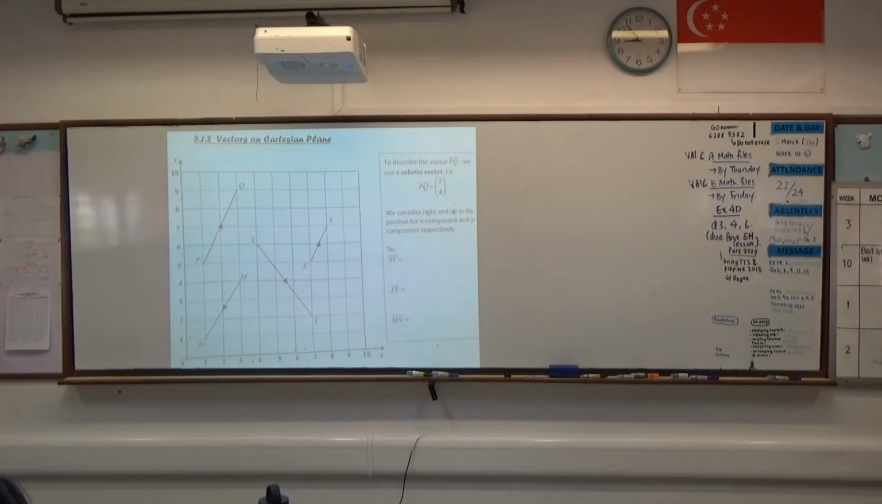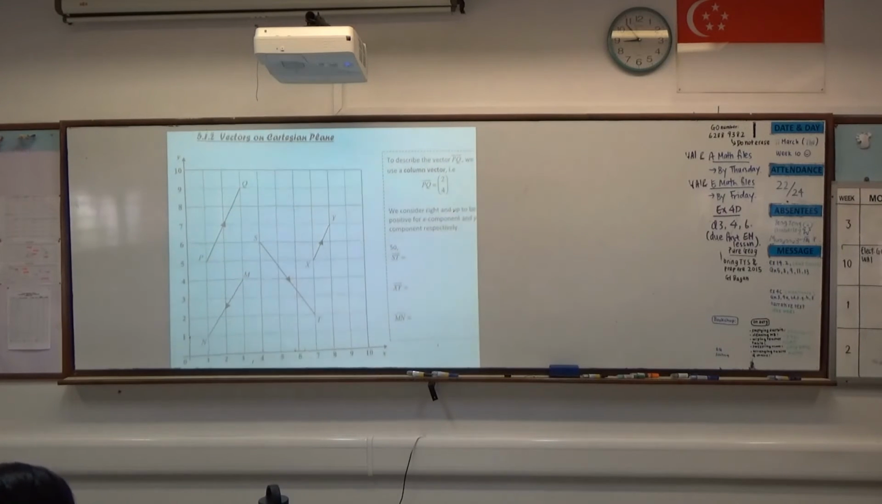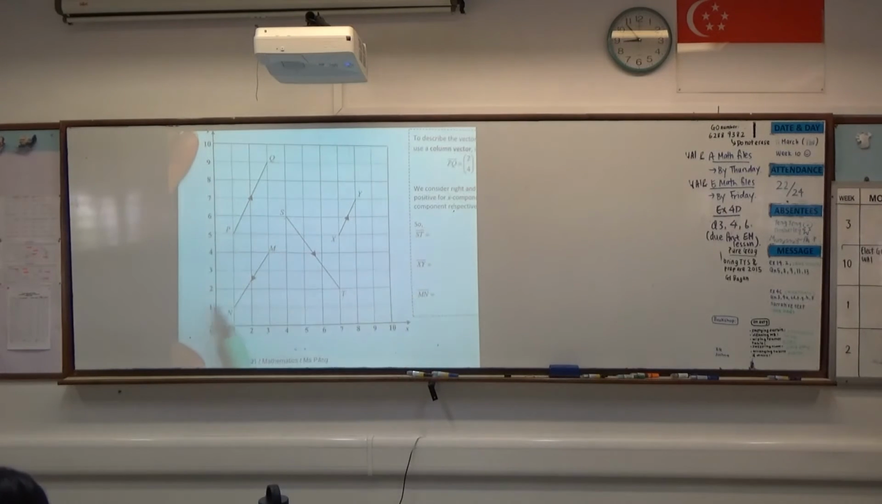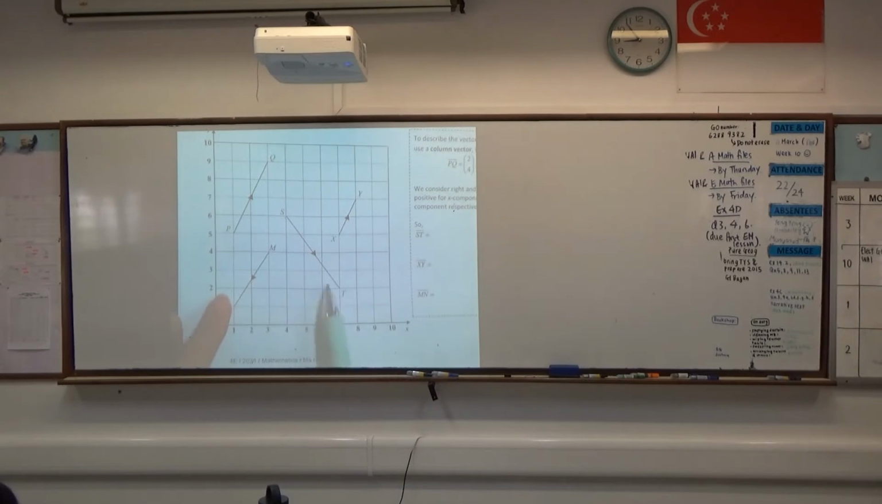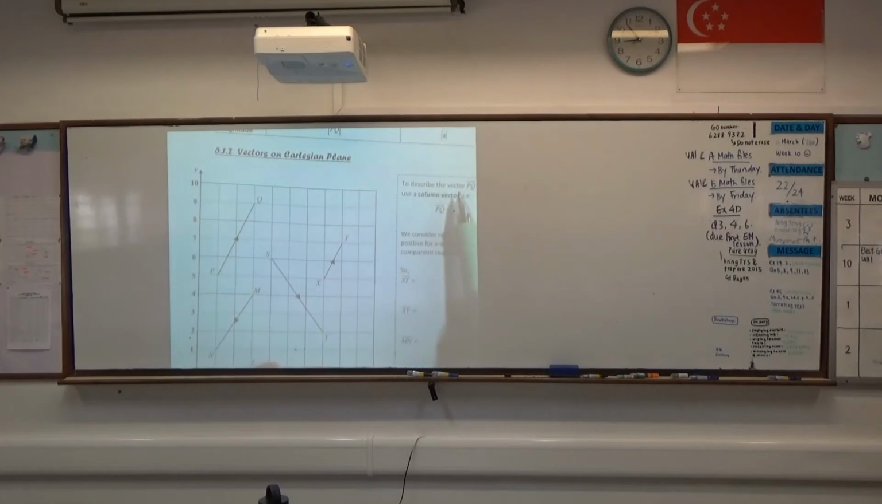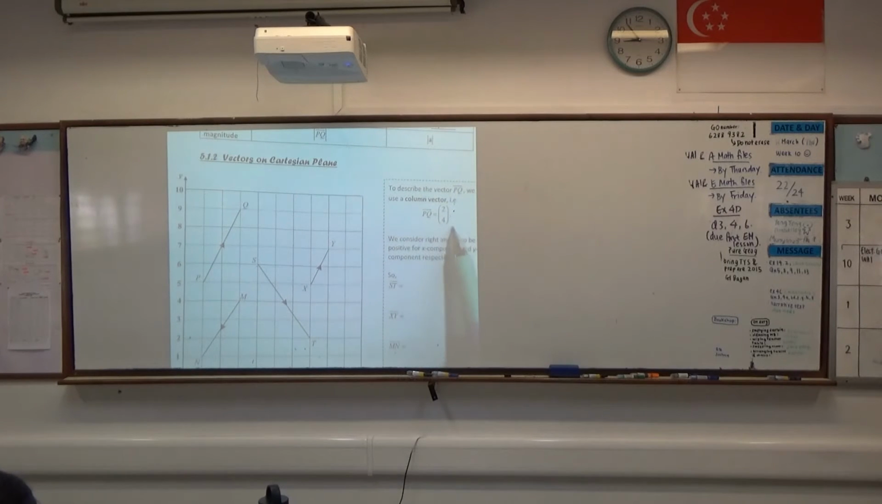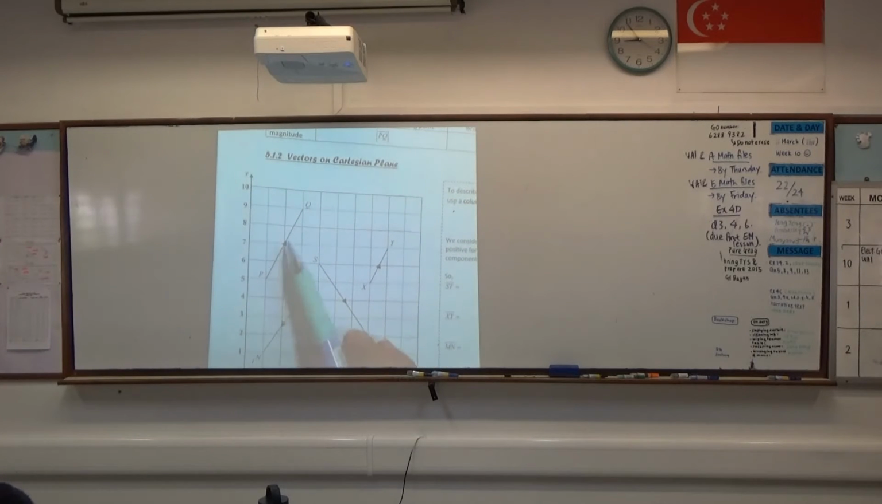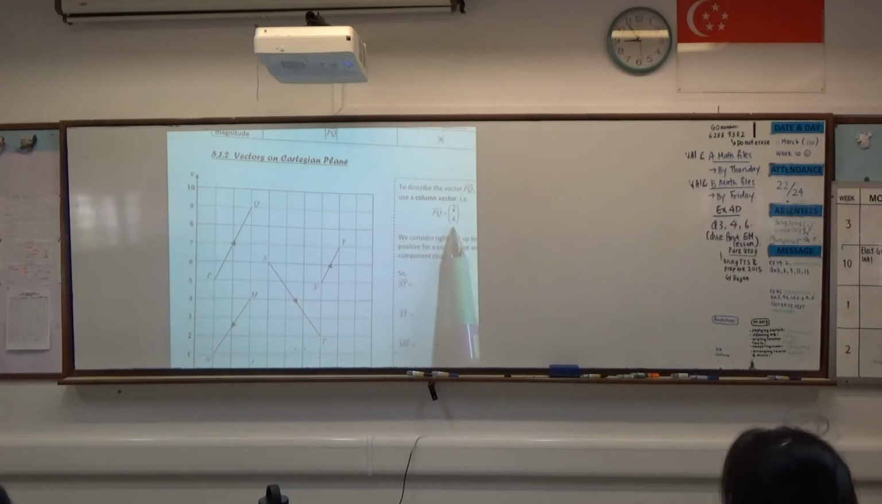Moving on to the next one, where we are looking at vectors on the Cartesian plane. The Cartesian plane is your grid. The axes here don't quite mean anything. They don't tell you coordinates in this case. It is just telling you how to go about counting the square spaces. That's all. To describe the vector PQ, we use a column vector. It looks just like your matrices, 2, 4. In this particular question, I have drawn the vector PQ already, and to write it out in numeric form, we have 2, 4 to represent it.